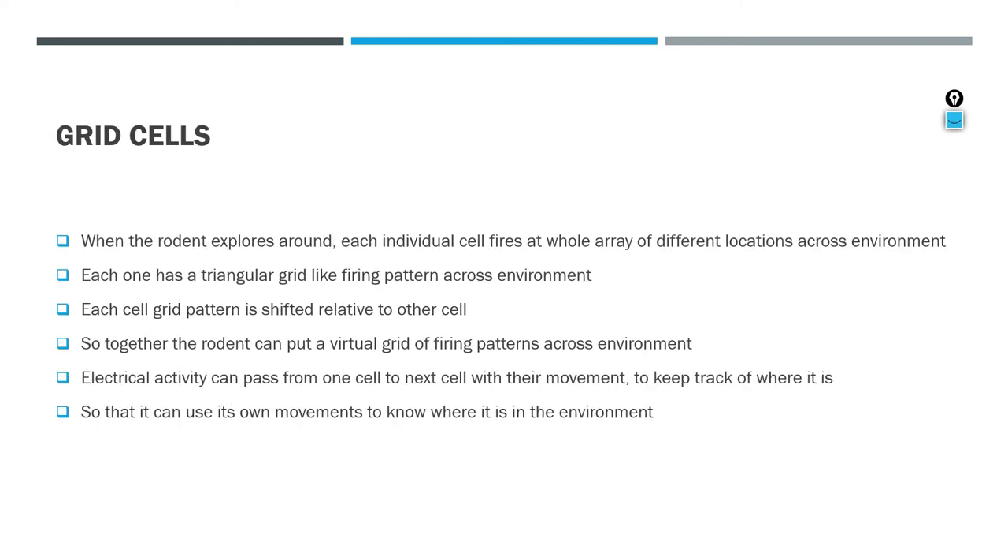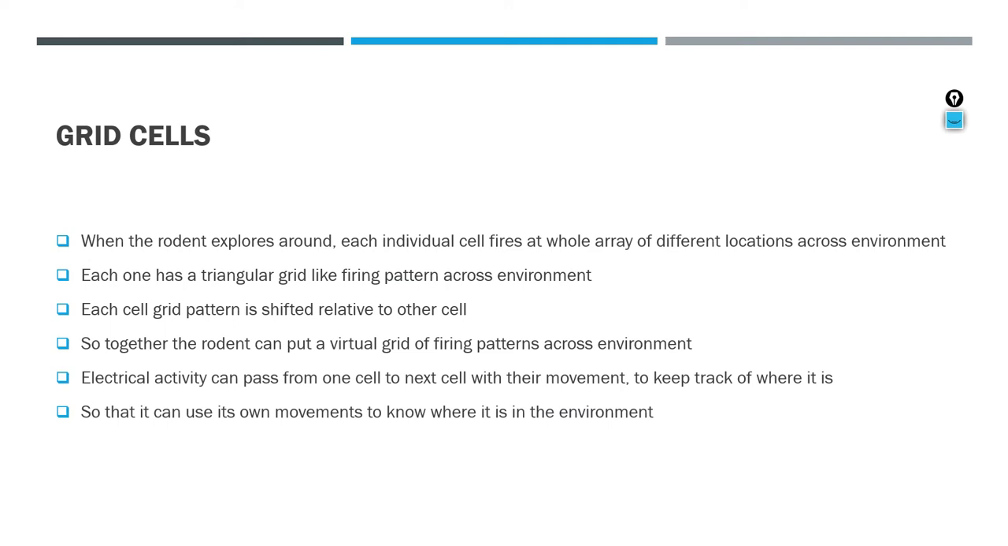In order to understand the problem, we need to understand a few concepts. Let's first start with the concept of grid cells. So what are grid cells? When the rodent explores around, let's think of a mouse exploring the environment searching for food or provisions, each individual cell fires at a whole array of different locations across the environment, producing a triangular grid-like firing pattern.